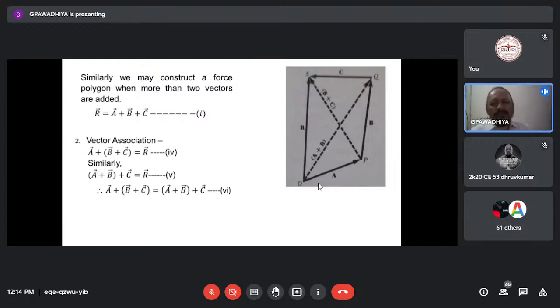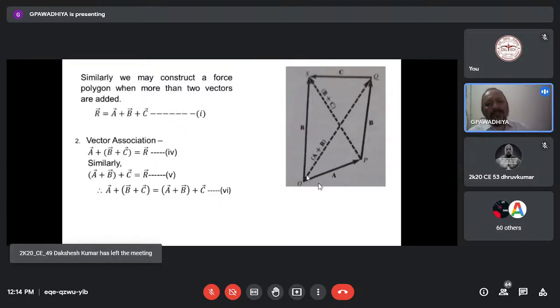Now in this case, you see one interesting property. We compare these two vectors A and B. Their vector sum is A plus B, represented by vector OQ. And in OQ, if we add QS, we'll get R. So OQ is A plus B. Second equation, A plus B plus C is R. That is equation 5 in this text.